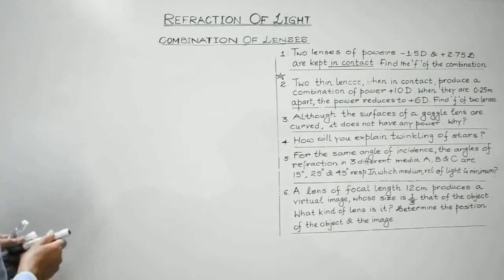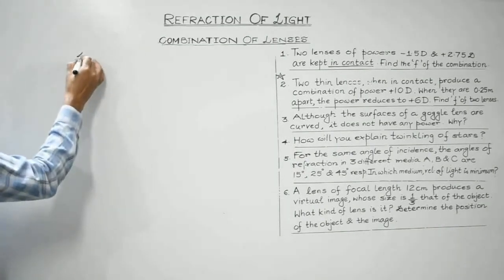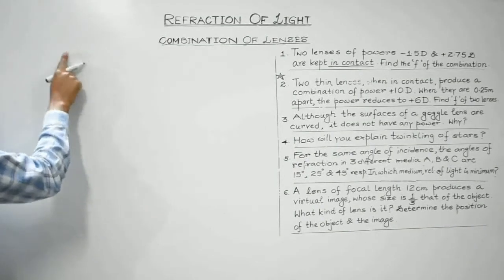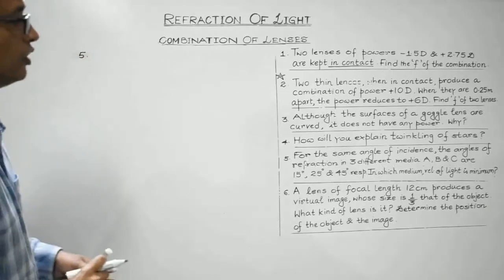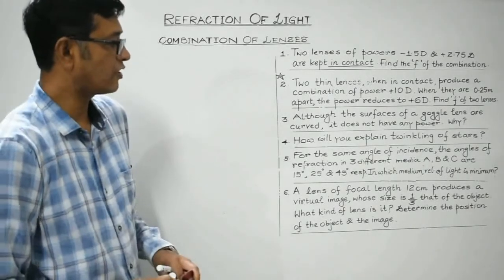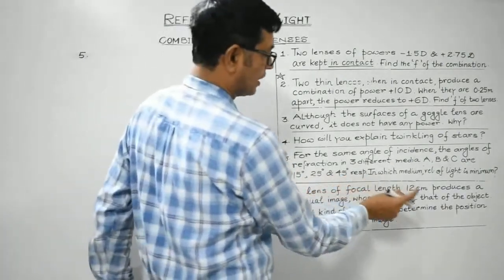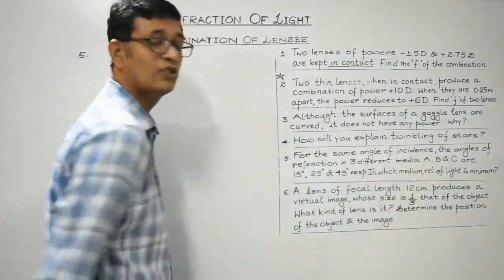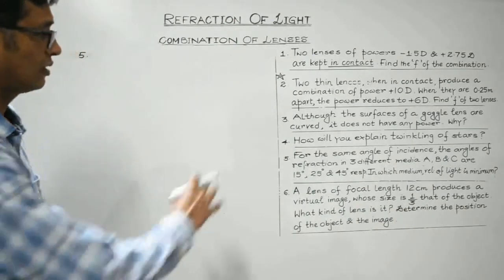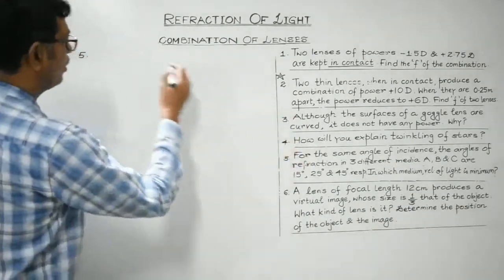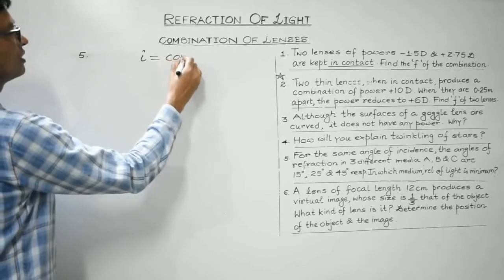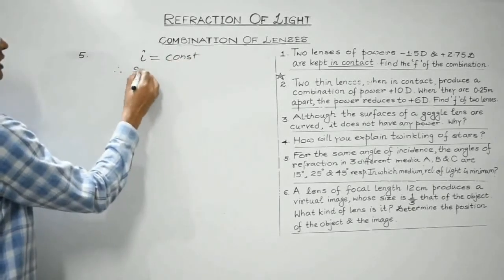Okay, fifth question. For the same angle of incidence, the angles of refraction in three different media A, B, C are 15 degree, 25 degree, 45 degree respectively. In which medium is the velocity of light minimum? So it's a very good question. For the same angle of incidence, I is given to be constant. Therefore, sin I is constant.